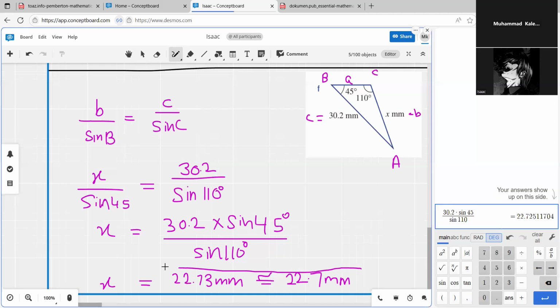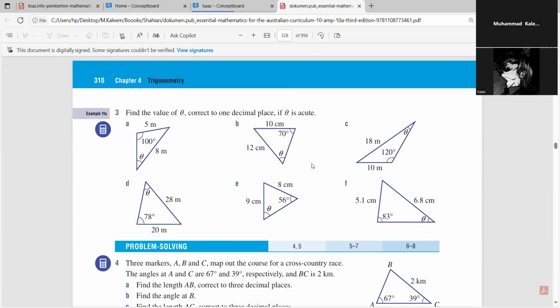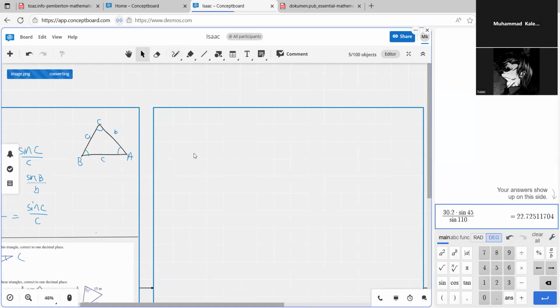I got x equals 22.7. 22.7, that's the right answer. Okay, now you have to practice one more question related to the sine law, and then we will move on to the cosine rule, cosine law. Okay, you have to solve one question from here. Or should I explain one question first? What do you say?